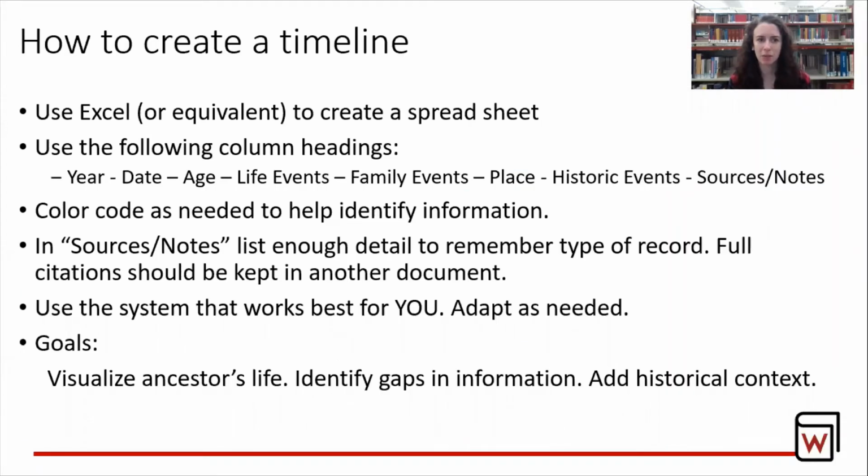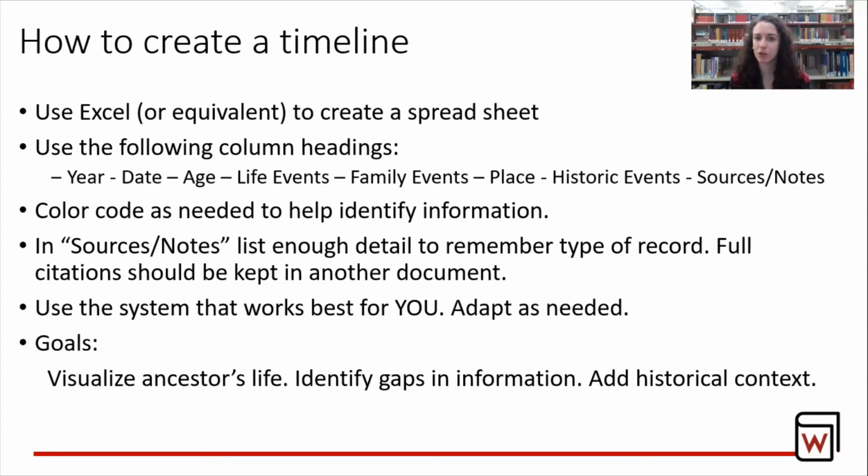When using a timeline, I think it is helpful to input the information into a spreadsheet. So using something like Excel or Google Sheets is a great way to do this. The columns I use are year, and then the date that something happened, how old the individual was at the time that event happened, events that happened in their life, family events, where things happened, and then I include a separate column for historic events.